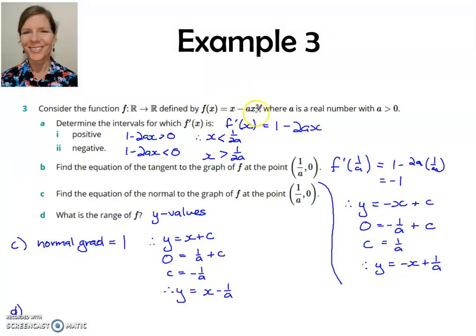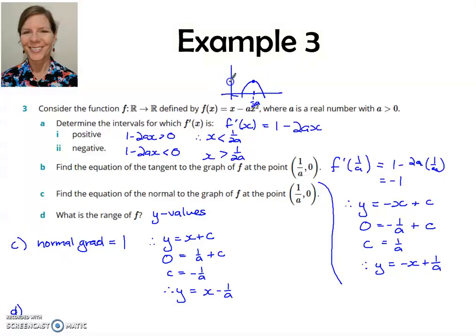We know from the form of this, because we know that a is positive and we've got a minus out there, it's going to be inverted. So we've got a maximum up here. Also from what we showed here, when x is less than 1 on 2a, the gradient is positive, and when x is greater than 1 on 2a, the gradient is negative. So we know that this point here is 1 on 2a.